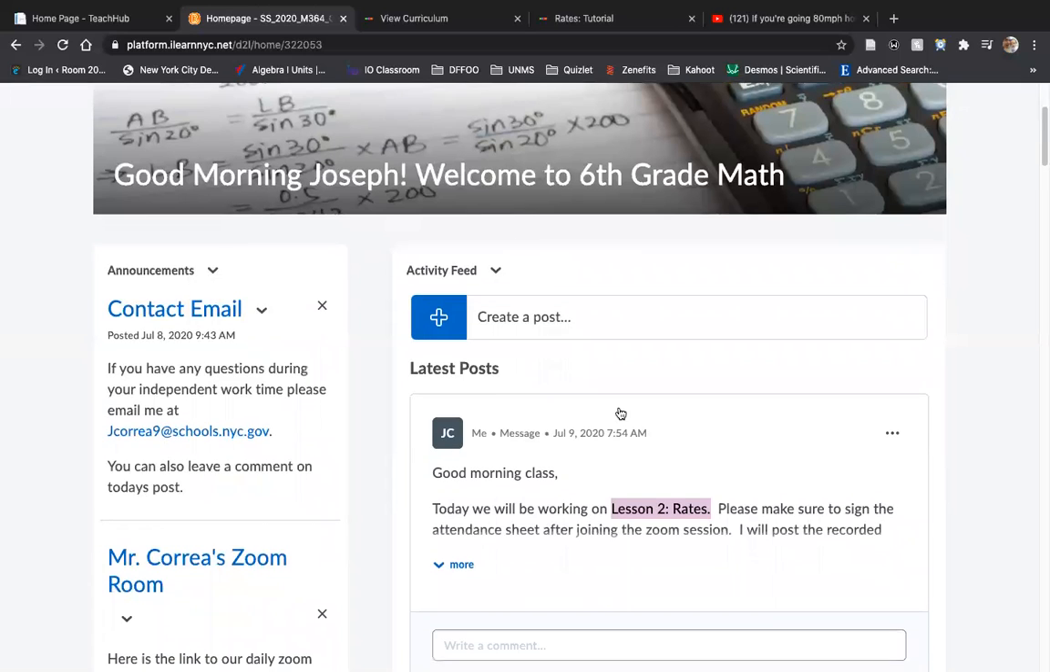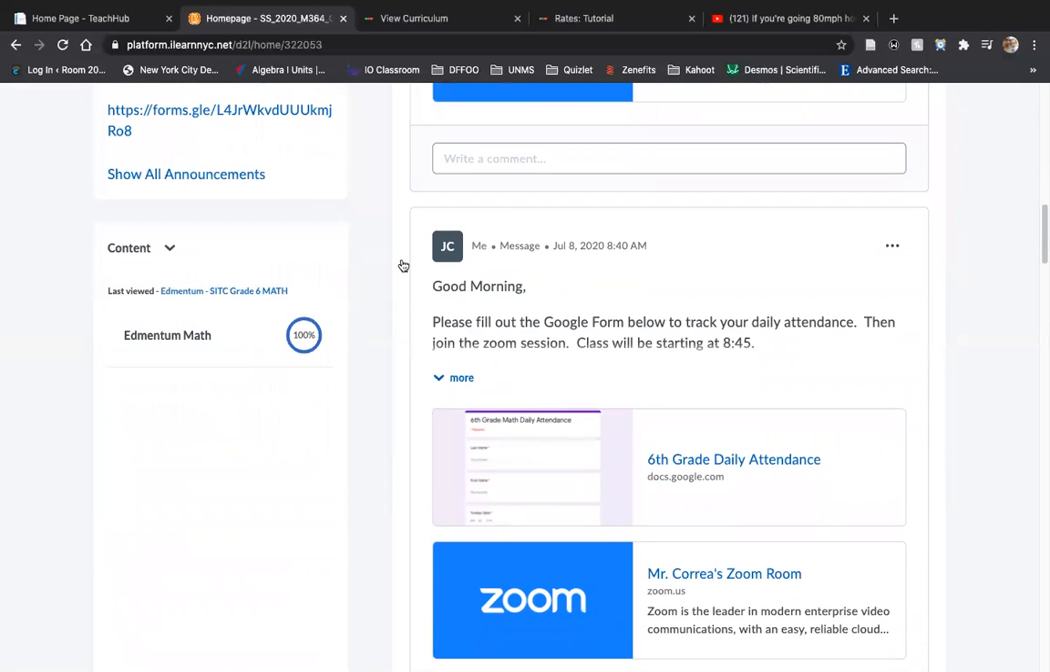So, like I said, today we're doing lesson 2 rates. So you want to make sure that you're going over to Edmentum. You click through to open up the Edmentum window. I'll give you guys a second to do that.